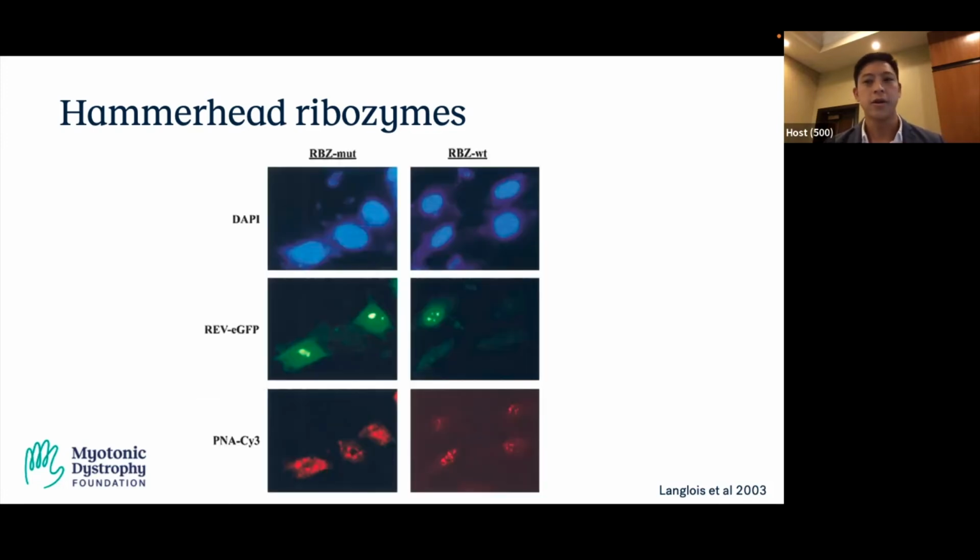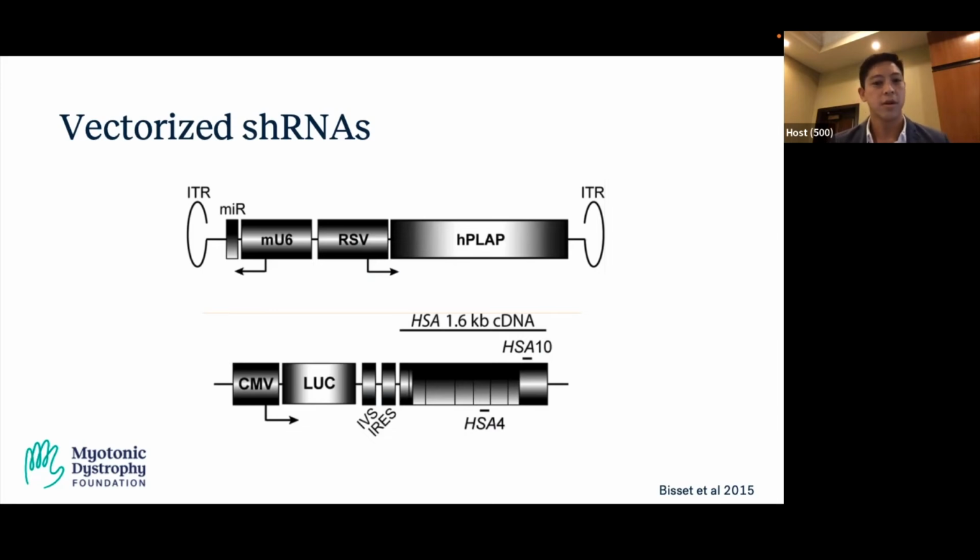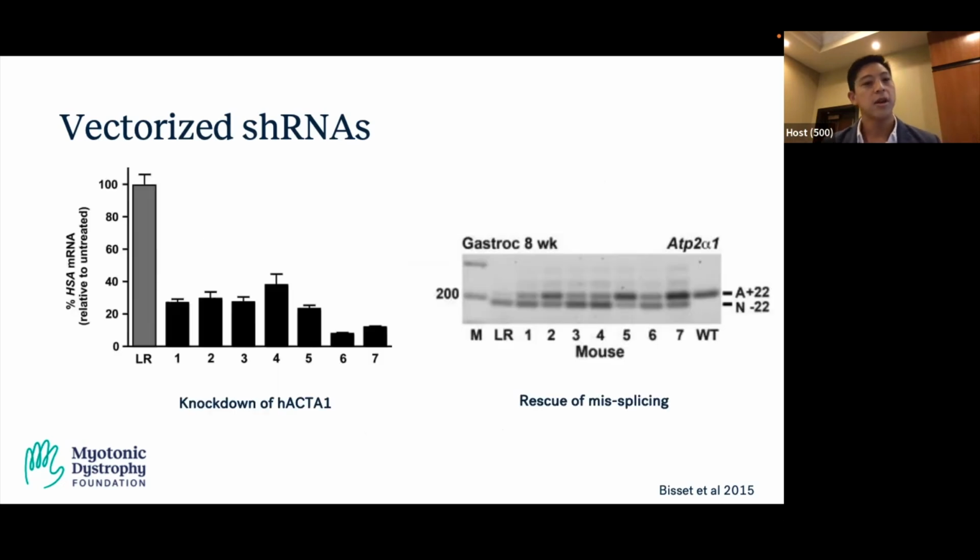I'll highlight another set of experiments pursued by Joel Chamberlain's lab, in which a microRNA targeting the human skeletal actin transgene was delivered into mice by AAV, and they were able to see a nice knockdown of human ACTA1 and associated rescue in specific splicing events. This was in the context of AAV6.